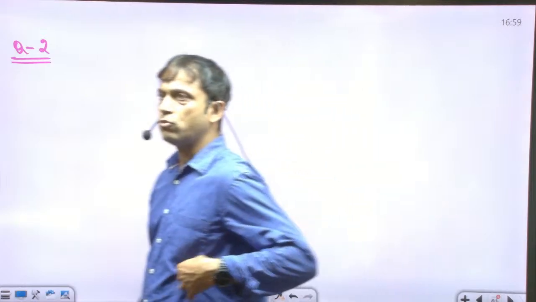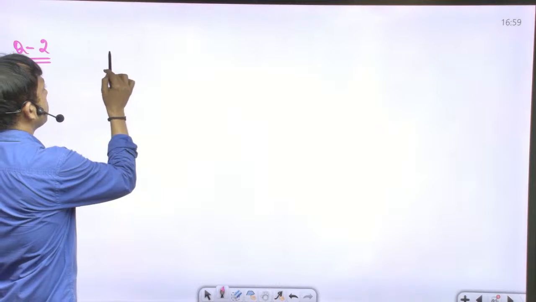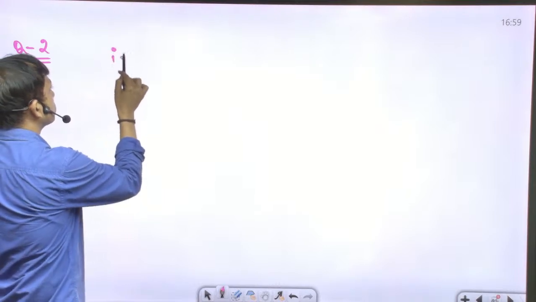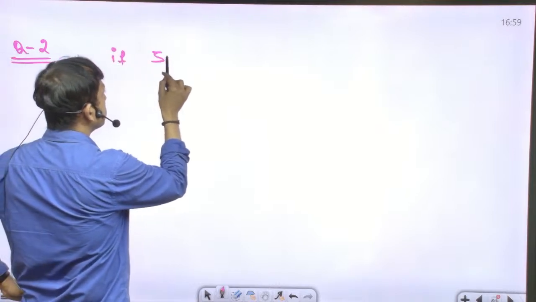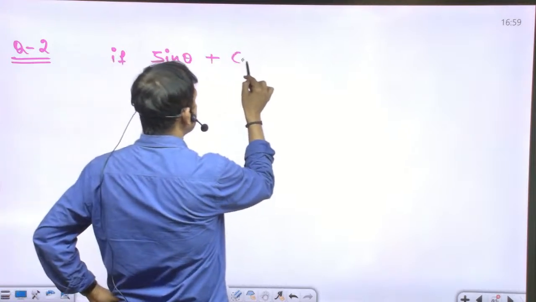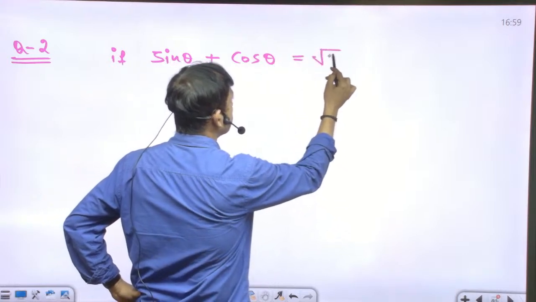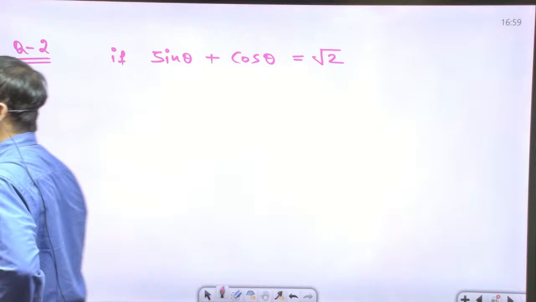Now take question number 2. Question number 2 is: if sine theta plus cos theta is equal to under root 2.